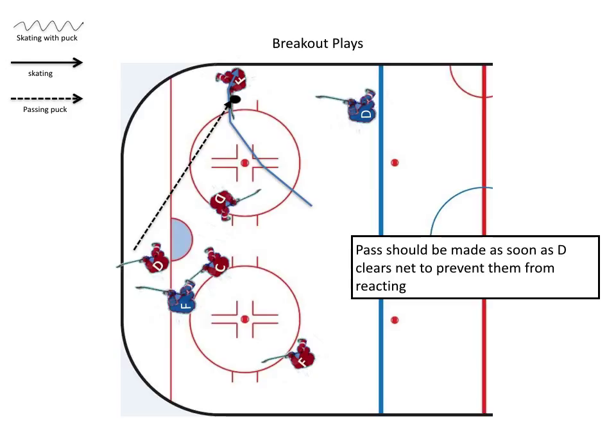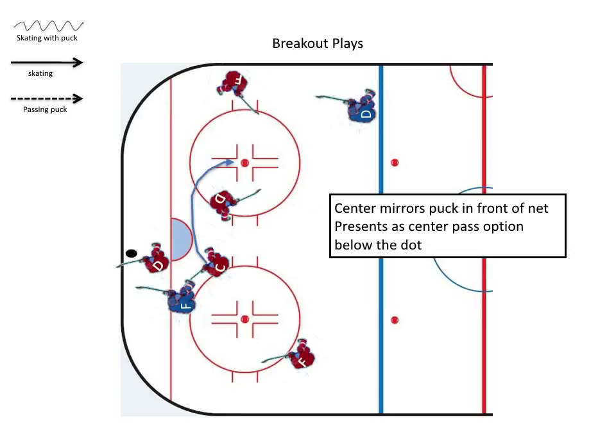If he waits until he gets all the way over in the corner, then that's a tough pass up the boards. Likewise, that gives the opponents time to shift their strength over to that same side, and it makes the breakout somewhat difficult. The center needs to mirror the puck. So as the puck moves behind the net, he needs to move in front of the net about the same distance as the puck. He's going to present himself as a center pass option below the dot.